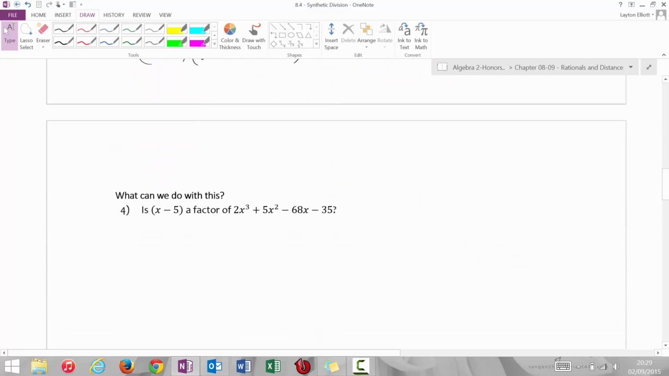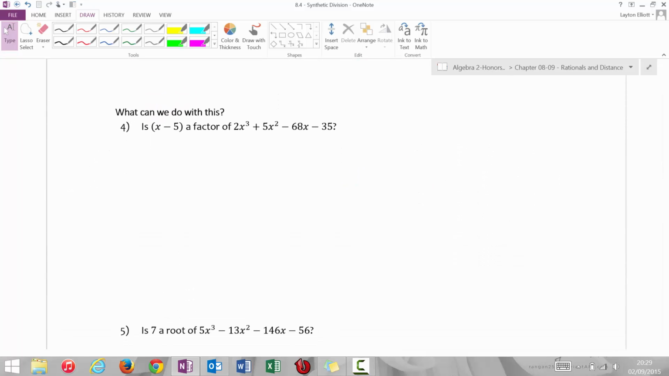So let's move on. What can we do with this? We can answer the question, is x minus 5 a factor? If it is a factor of this, then I would expect something. You guys should probably anticipate what that something is when I divide. So let's use a darker color. 2, positive 5, negative 68, negative 35. Create the pocket, and inside the pocket I'm going to put a 5.